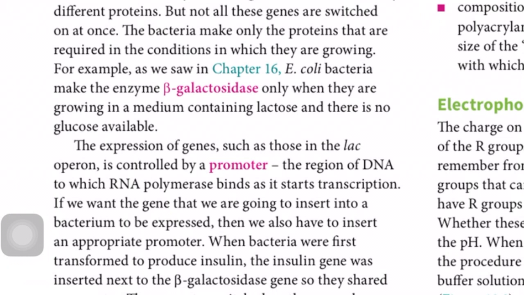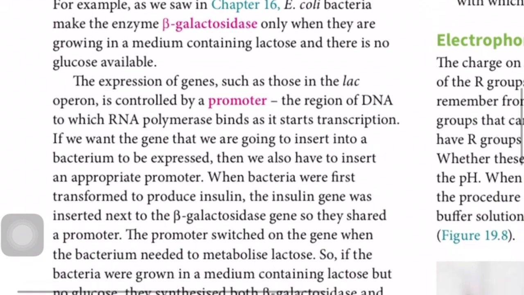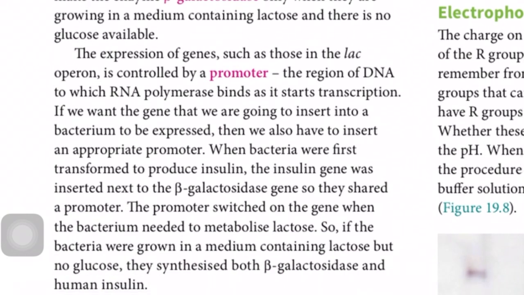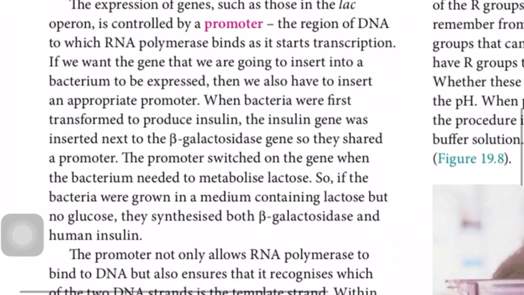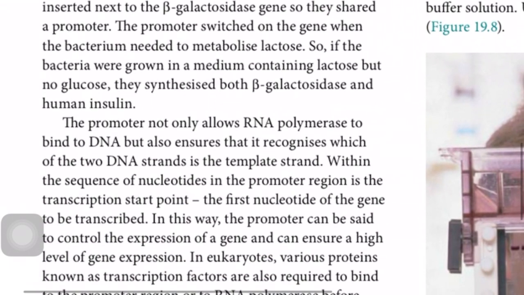The expression of genes such as those in the lac operon is controlled by a promoter, the region of the DNA to which RNA polymerase binds at the start of transcription. If we want the gene that we are going to insert into a bacterium to be expressed, then we also have to insert an appropriate promoter. When bacteria were first transformed to produce insulin, the insulin gene was inserted next to the beta-galactosidase gene, so they shared a promoter. The promoter switched on the gene when the bacterium needed to metabolize lactose. So if bacteria were growing in a medium containing lactose but no glucose, they switched on both beta-galactosidase and human insulin.